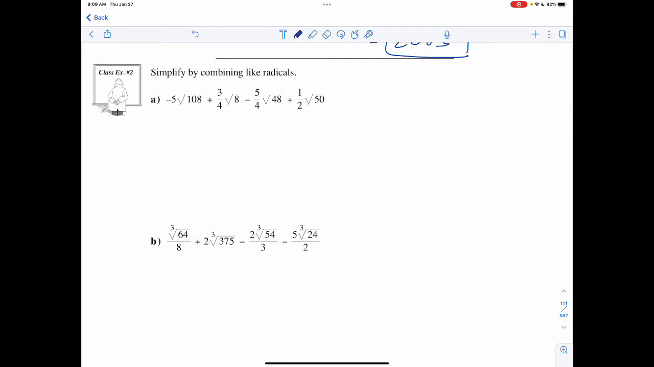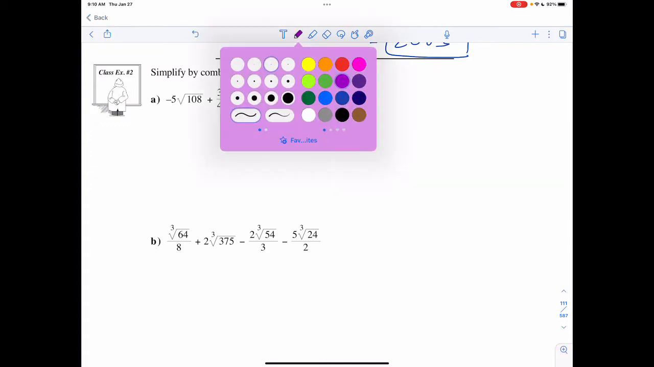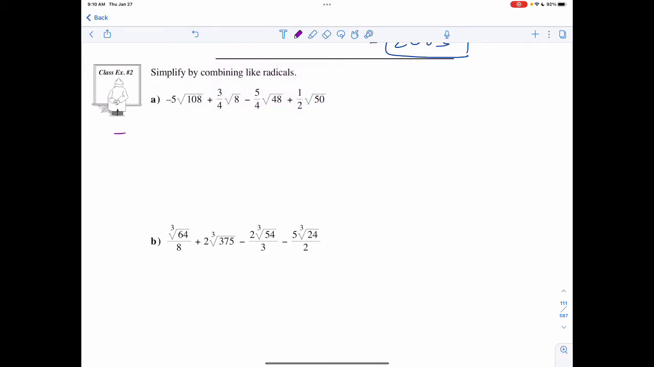When we get to example 2, fractions scare people for whatever reason. But my process is still the same. Doesn't really change anything. In the first case, I have a coefficient of -5, and that square root of 108 is going to be the same as 6 root 3.